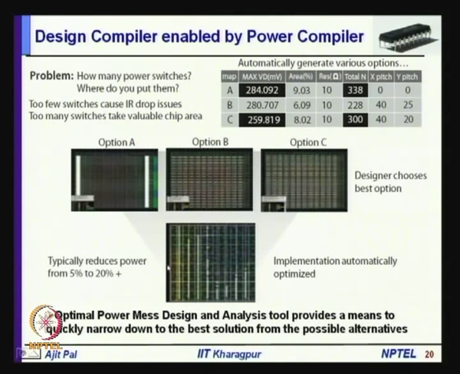That means, depending on the application requirement, one can choose the best out of the best solutions. So, the optimal power mesh design and analysis tool provides a means to quickly narrow down to the best solution from the possible alternatives, as I have mentioned. So, it typically reduces power from 5% to 20%, 20% plus, and implementation is automatically optimized. So, various optimizations are done. I shall discuss some of the optimization techniques that are being done.